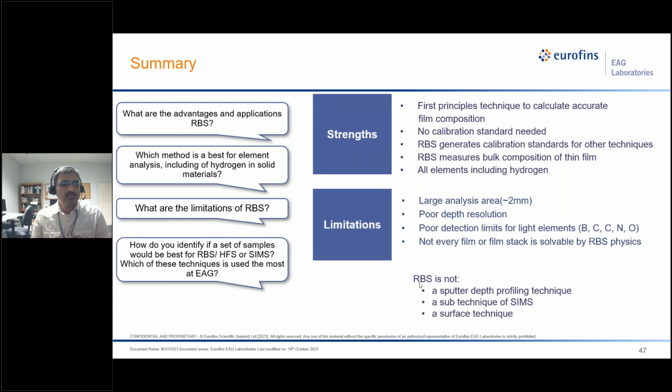In comparison to other techniques, RBS is not a spot depth profiling technique, and it is not a sub-technique of SIMS. It is a standalone technique, and it is not a surface technique. It's a bulk thin film analysis technique. RBS is suitable for thin films. We do bulk samples also, but as I said, the analysis depth is limited to the top 1 micron.